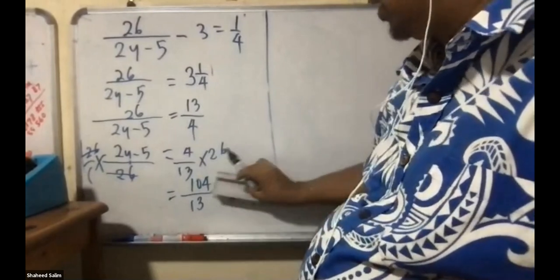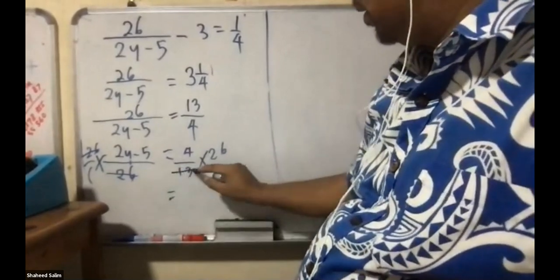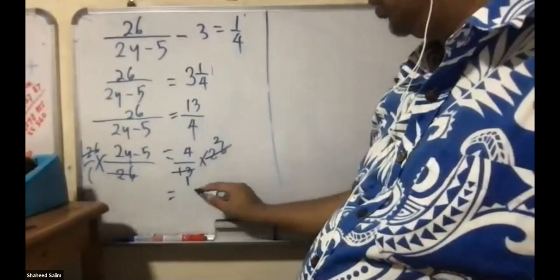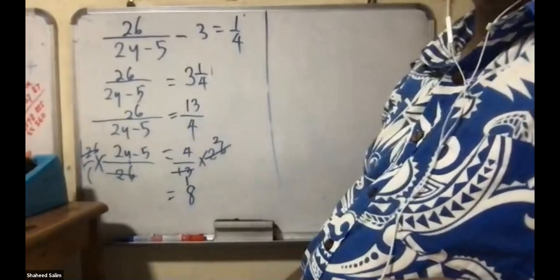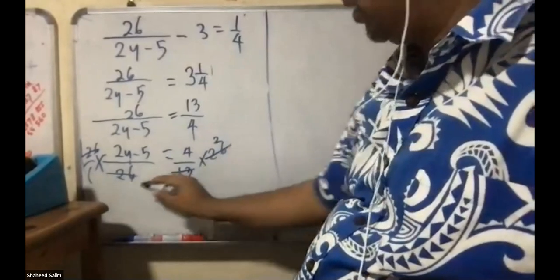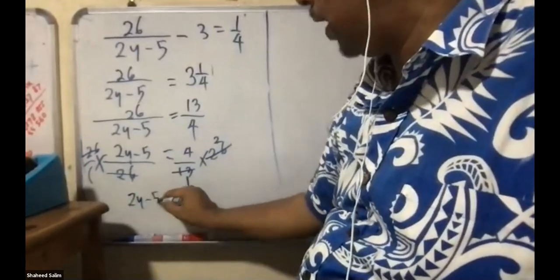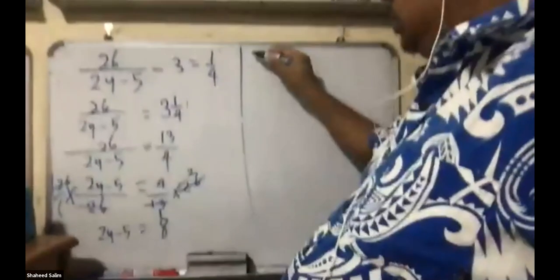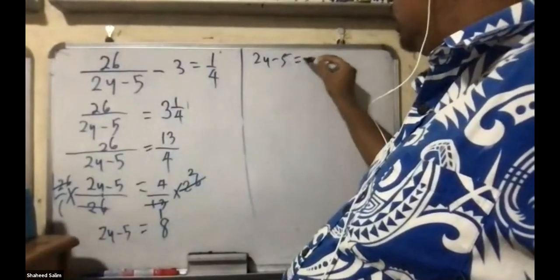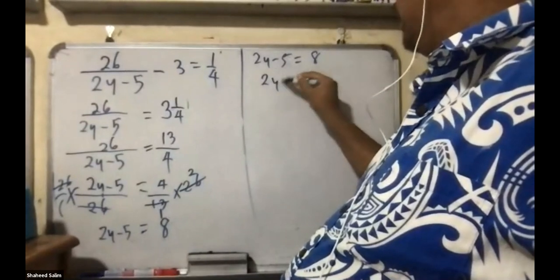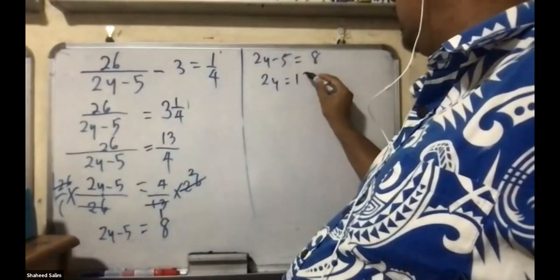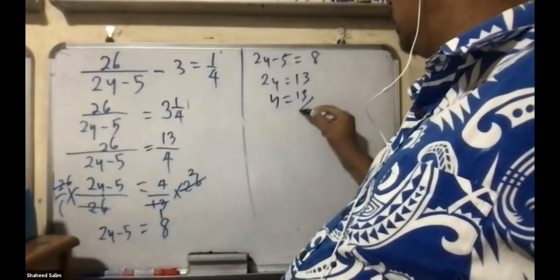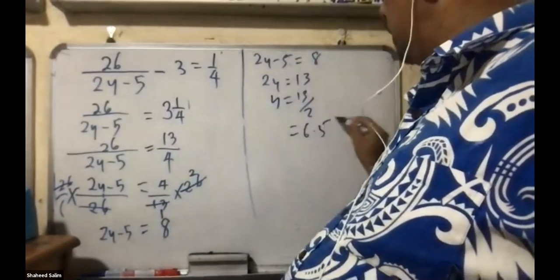No, sorry, this one can cancel. Divide by 13 get 1, divide by 13 get 2. 4 times 2 is 8. You can see, can divide. Then down here is 2y minus 5 equals to 8. So I continue on this side. 2y minus 5 equals to 8. 2y equals to 8 plus 5, 13. Y equals to 13 over 2 equals to 6.5.